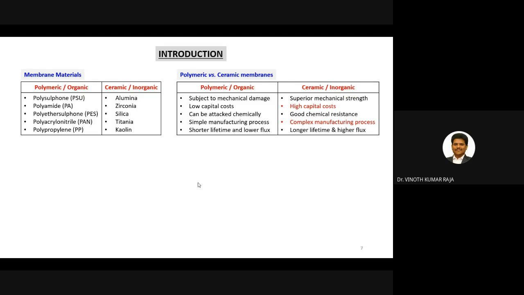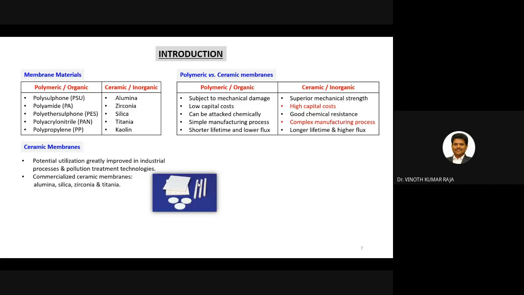But there are major drawbacks with ceramic membranes. One is the high capital cost. The ceramic materials are costly, and it also involves a complex manufacturing process. These two issues have to be addressed for ceramic membranes to be used for commercialization and industrial usage.